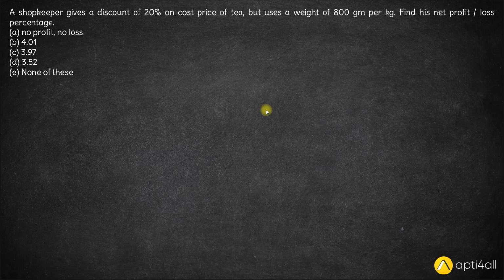Hi, here in this question we have a shopkeeper who gives a discount of 20% on the cost price of tea but uses a weight of 800 grams per kg. Find his net profit or loss percentage.